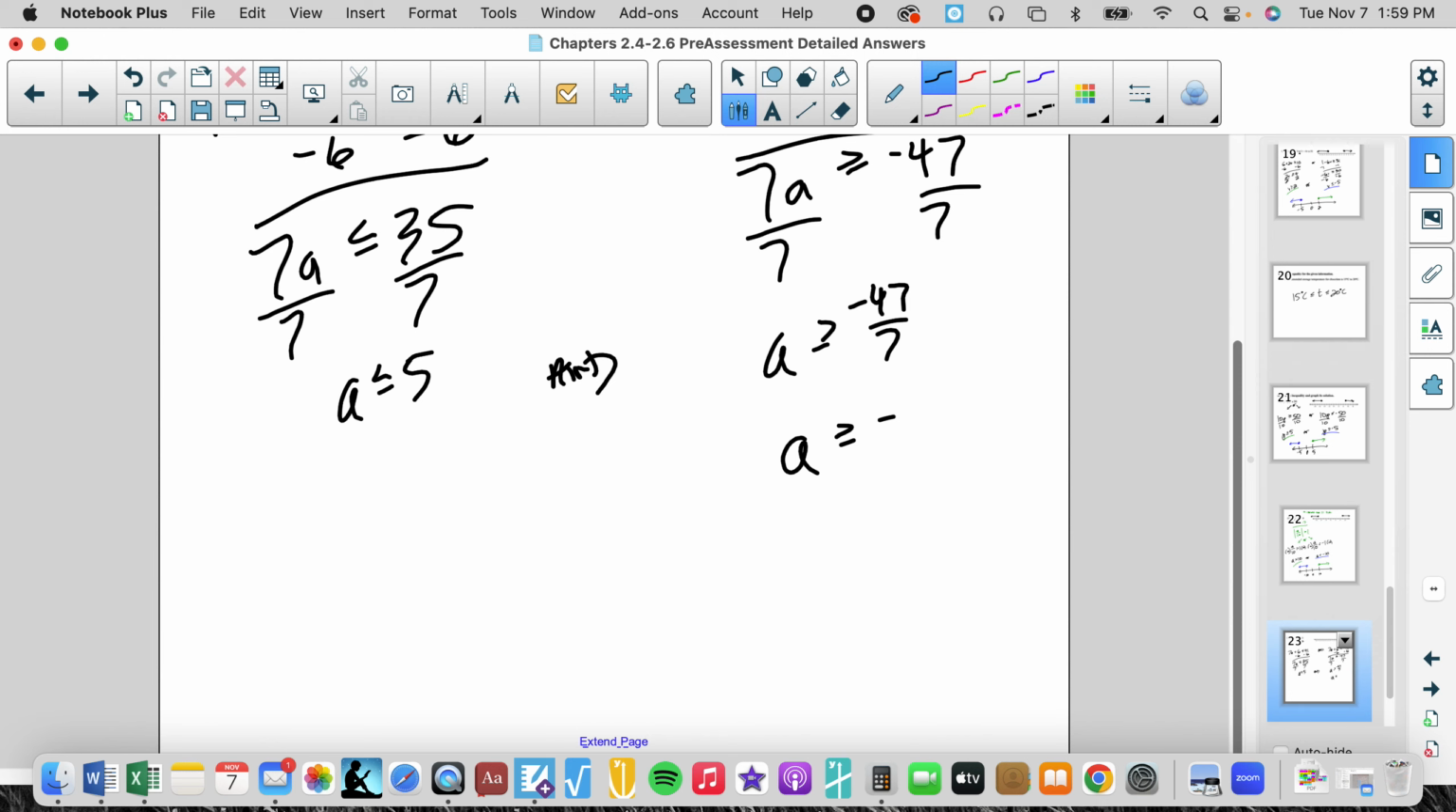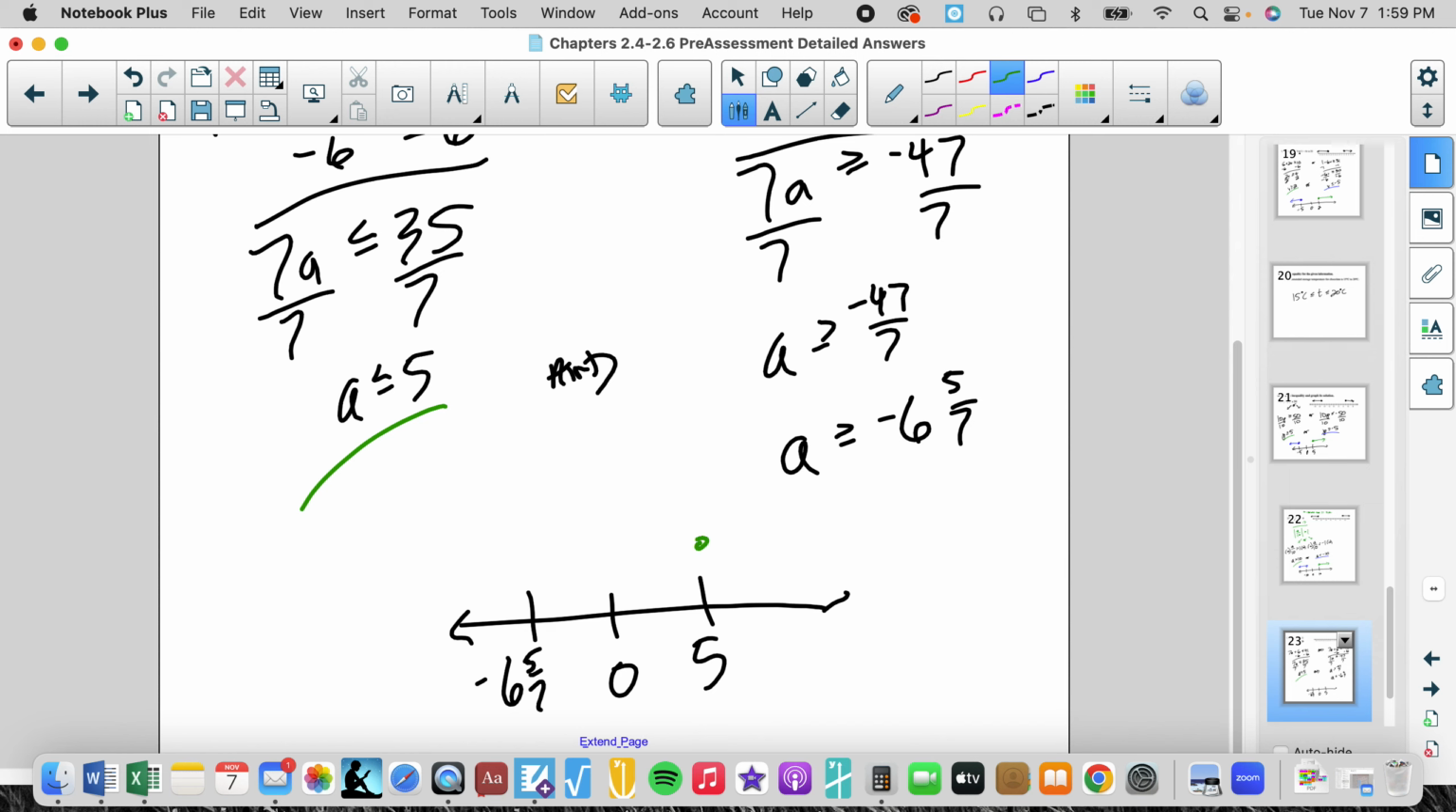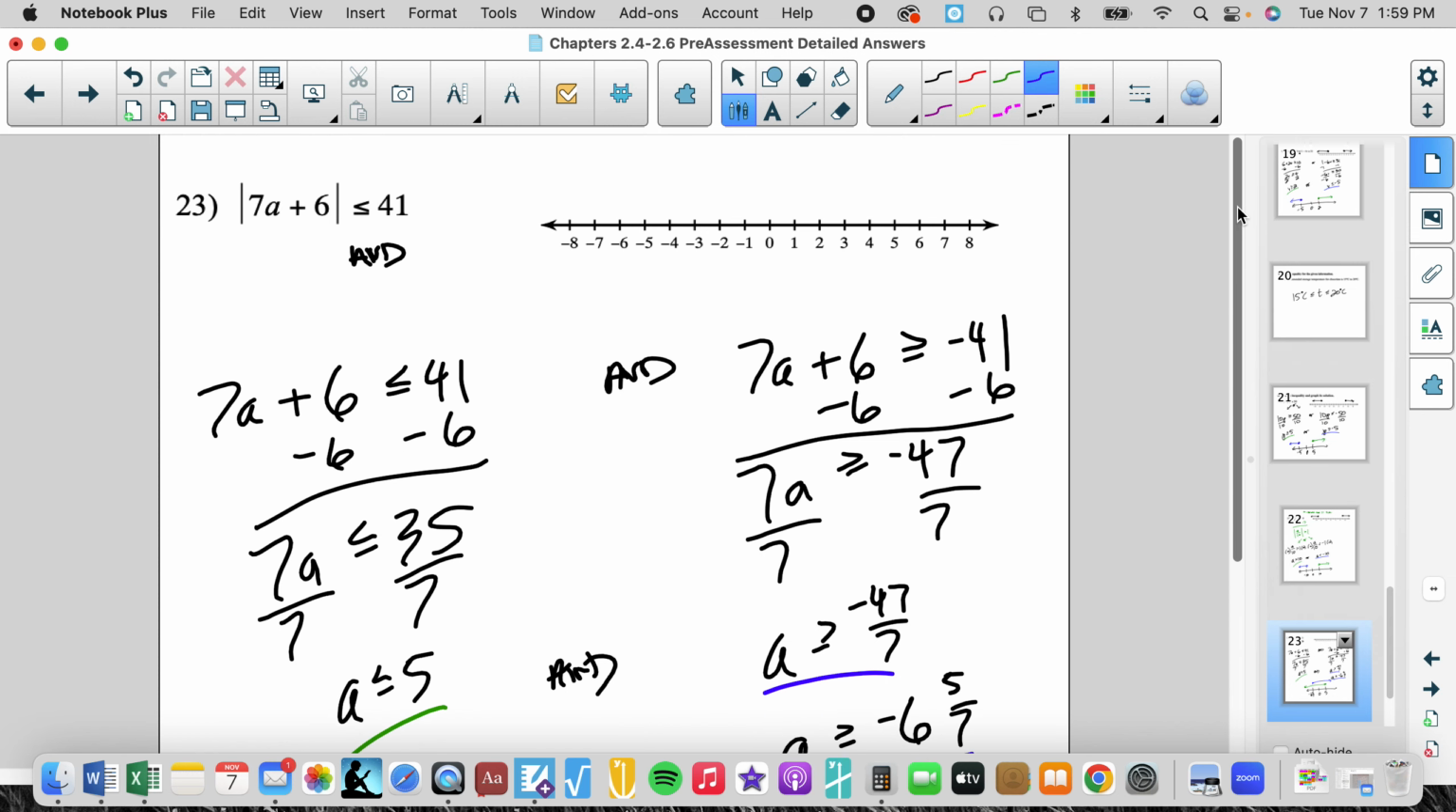We can change that to a mixed number. 7 goes into 47 6 times, which is 42, and 5 sevenths. So just for placement value reasoning, negative 6 and 5 sevenths, 0, 5. A is less than or equal to 5. Or right here, a is greater than or equal to negative 6 and 5 sevenths. So negative 6 and 5 sevenths is going to be between negative 6 and negative 7. And we're going to connect those dots. That looks good. Closed circles on both of those.